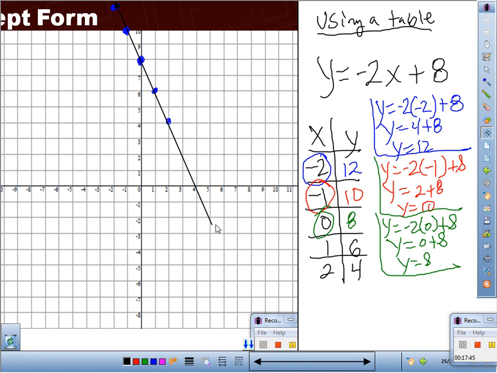There it is. What method of graphing is this? Using a table. What was the previous one? Using slope-intercept form.